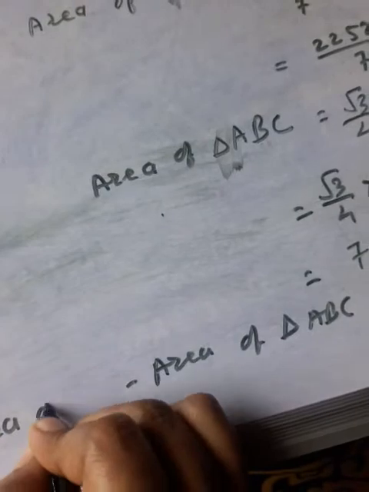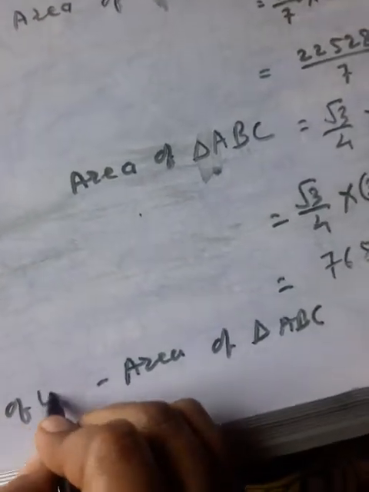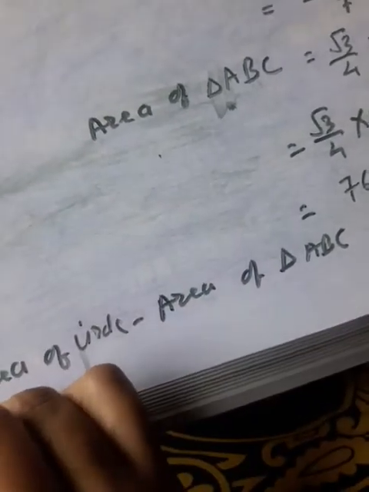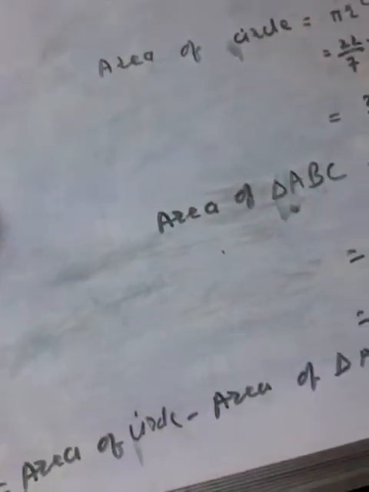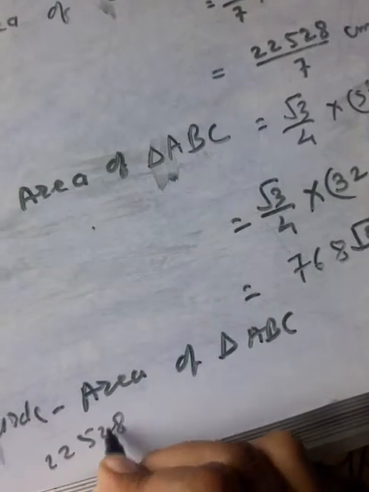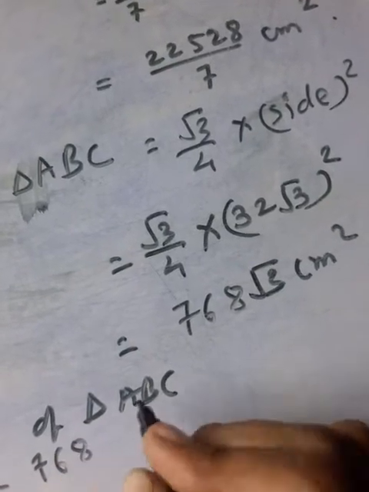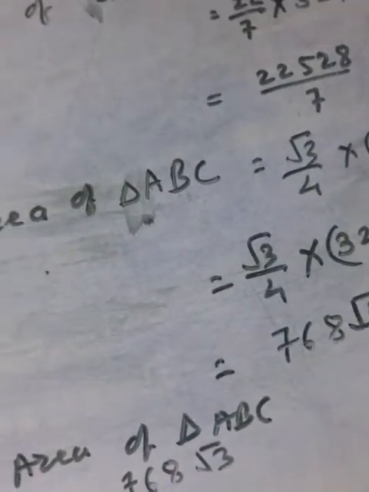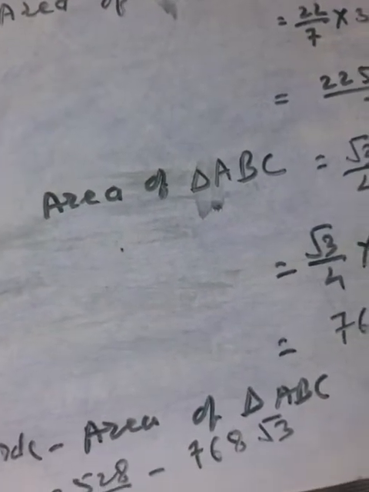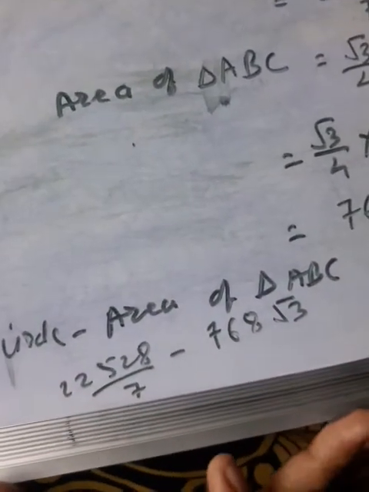Subtract the area of the triangle from the area of the circle, and you will get the area of the design. So the area of the circle is 2258 by 7 minus the area of the equilateral triangle, 768 root 3. You can substitute the value of root 3 here, or otherwise keep the answer as it is.